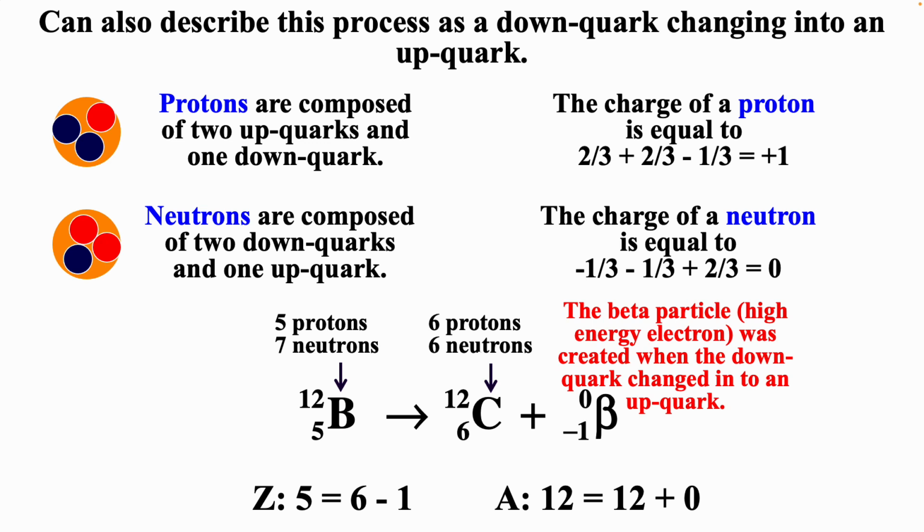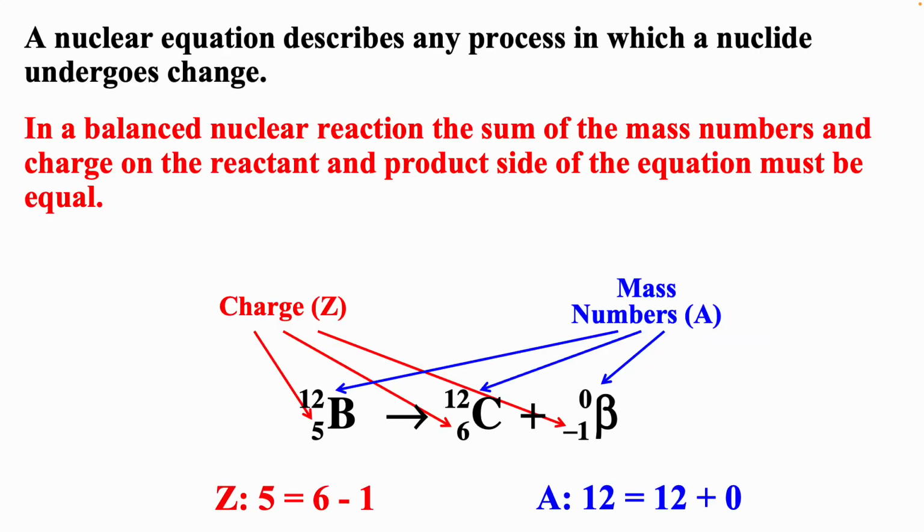Now the beta particle, which is a high energy electron, so the high energy just means it has a lot of kinetic energy, was created when the down quark changed into an up quark. And so the beta particle is actually created in the nucleus. And so again, please remember, in balancing nuclear reactions, you got to make sure that the products and the reactants have the same charge, the sum, and that the products and reactants have the same sum of the mass numbers.